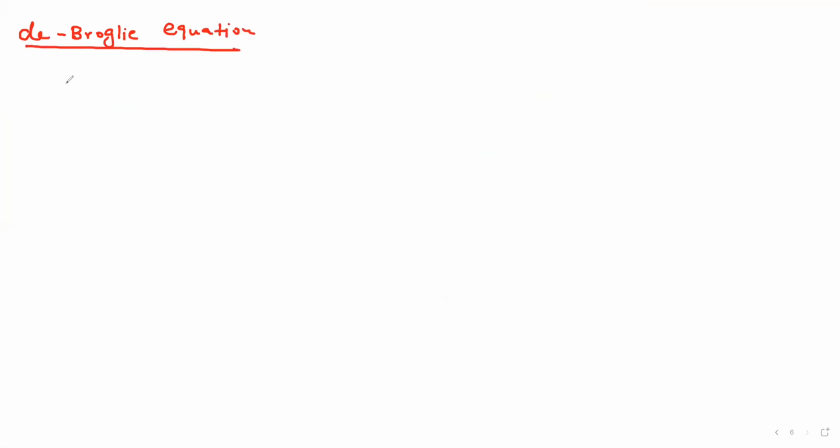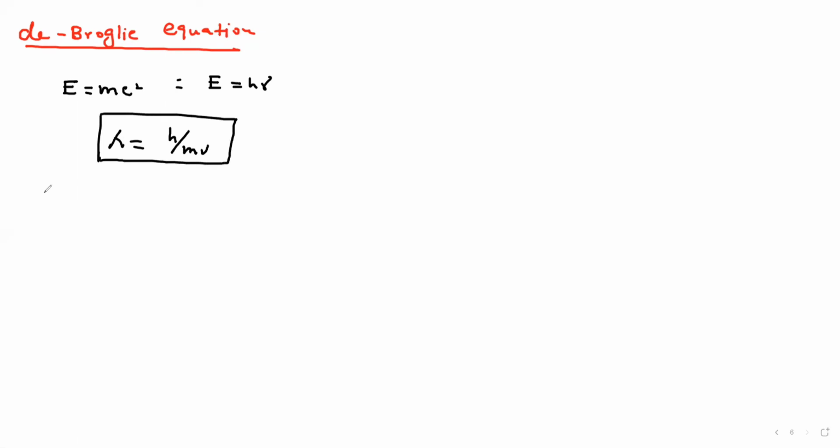That is, two scientists. E is equal to mc square is Einstein's formula, and E is equal to h nu is Planck's equation. Using these equations, I'm going to derive the formula: lambda is equal to h by mv. Yes or no? h by mv. Mass into velocity is the momentum, therefore mass into velocity equals p. This is momentum.